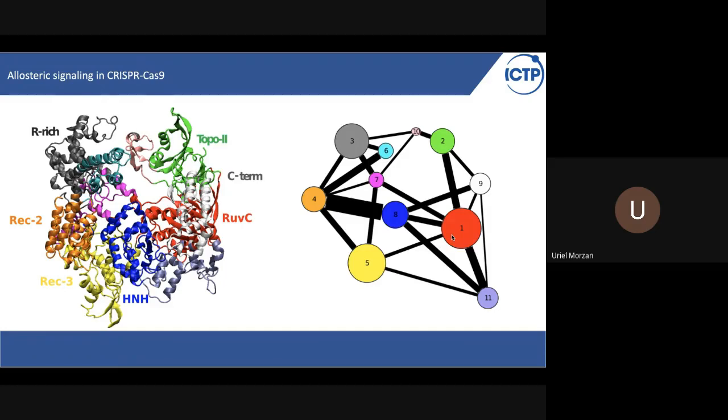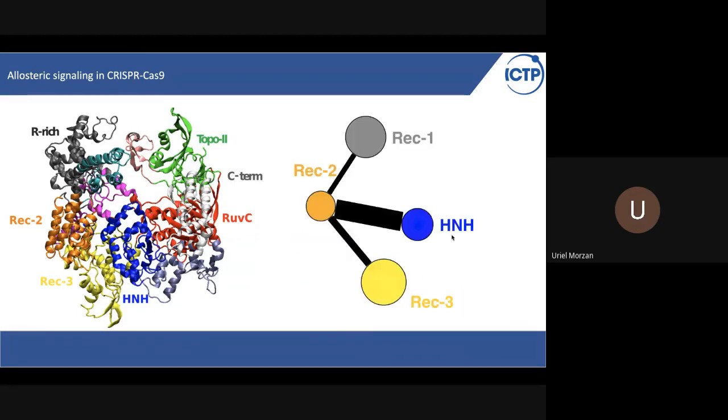Of course, if we put this to treat a patient, we cannot afford to have this type of errors, okay? So we try to tackle this question, and what we know is that these three communities are the ones in charge of the recognition of DNA and for the activation of the catalytic process of the protein, okay?